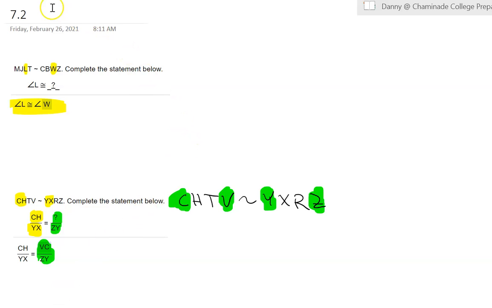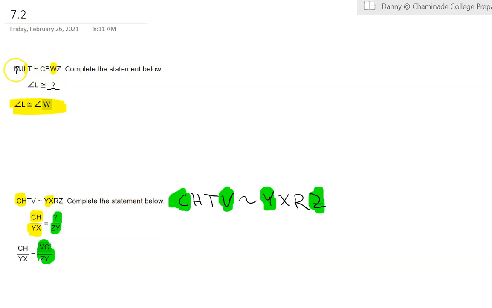Here we go, looking at 7.2. We're looking at similarities, similar ratios. We do have a new character. This is kind of like the little thing above an equal sign that makes it congruent. This is saying that these figures are indeed similar.